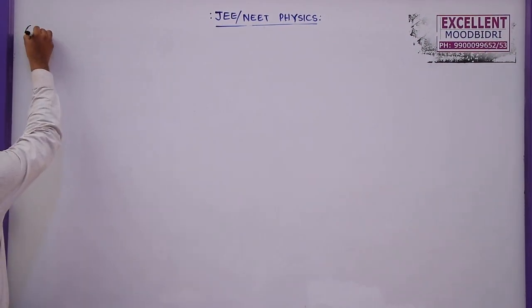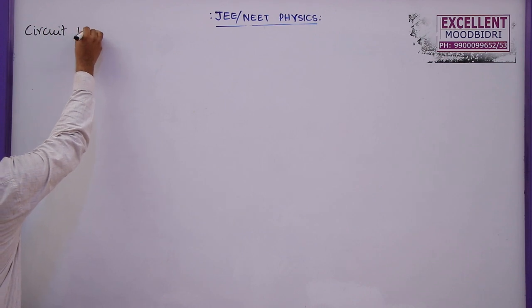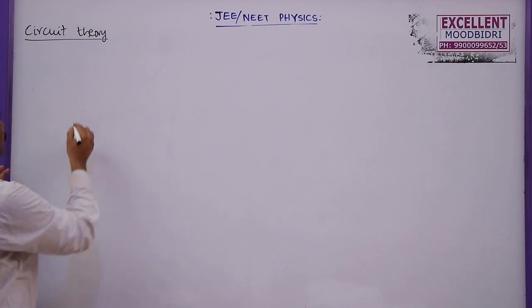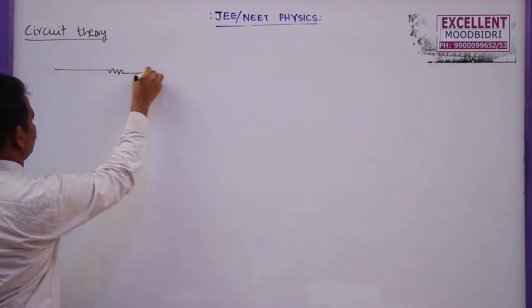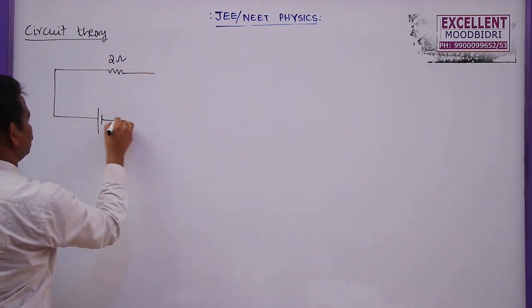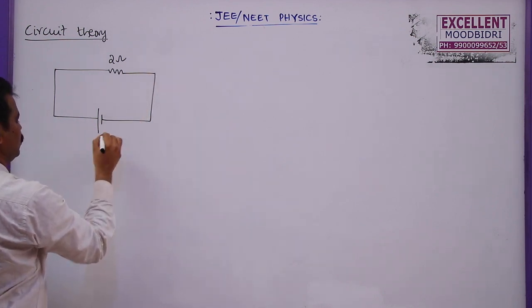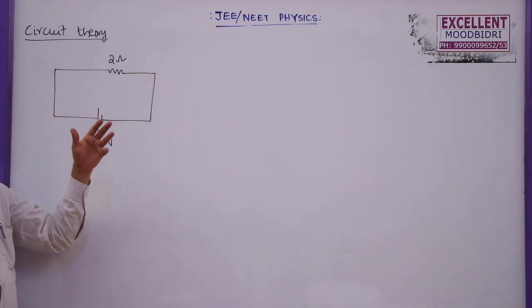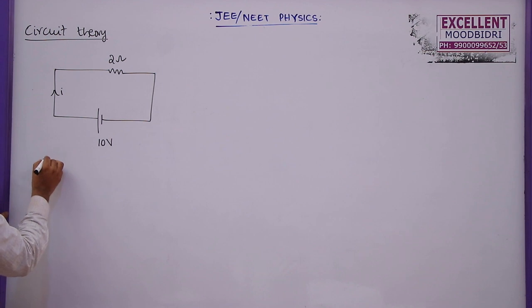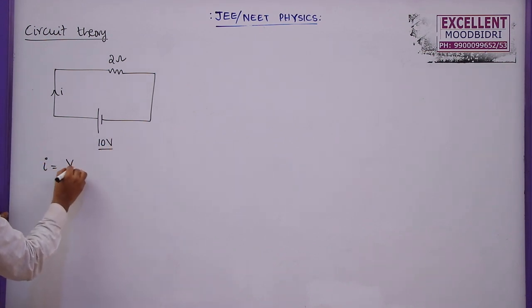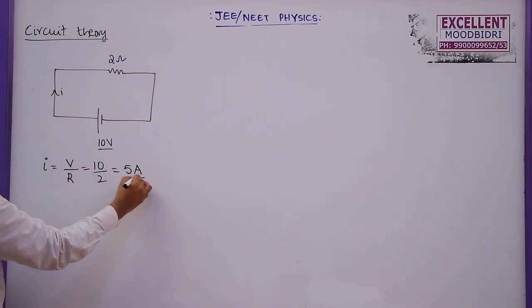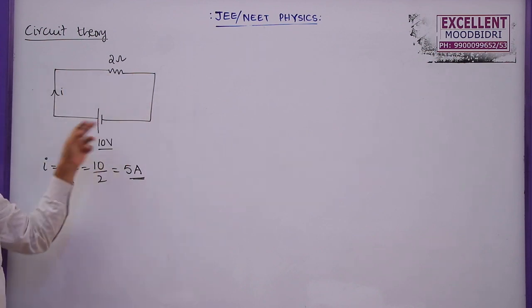Circuit theory. So how to solve some complicated circuit without using Kirchhoff voltage law or Kirchhoff current law. First of all, let me take a simple circuit now. This is 2 ohms. It is connected to a battery like this, and this is a 10 volt battery. So without using Kirchhoff law, by using Ohm's law, we can find the amount of current passing through this one. So the current I is equal to total voltage by total resistance, that is 10 by 2, which is equal to 5 amperes. So 5 amperes current is passing through this one.